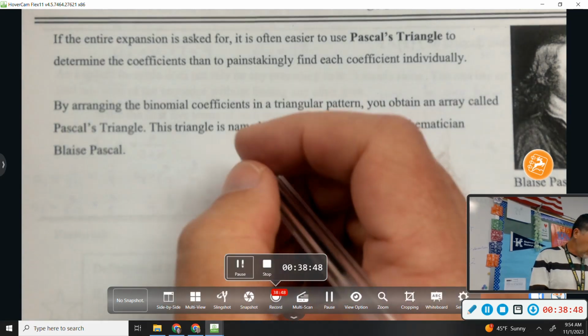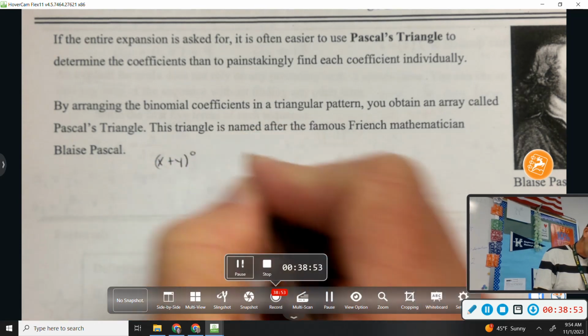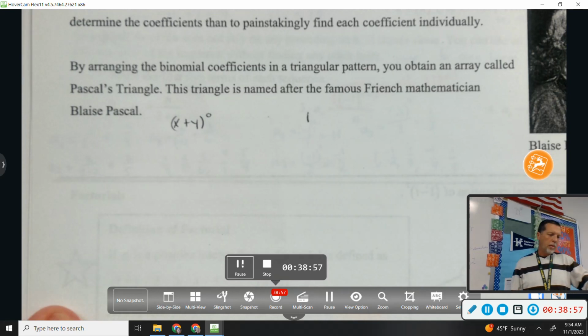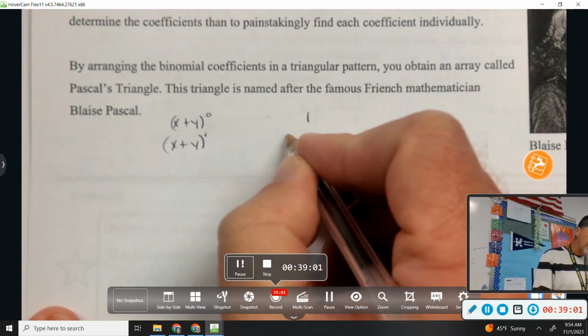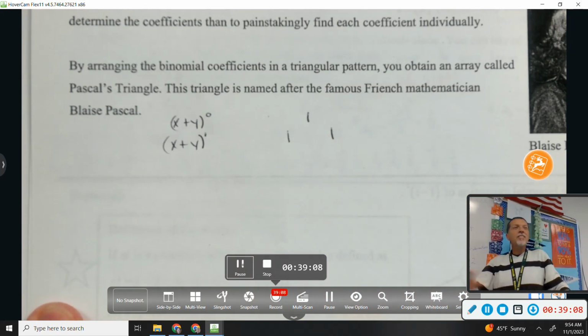So if you arrange the coefficients of, let's kind of go back to where we started here. We started with x plus y to the 0, that would be 1. x plus y to the first, that's really easy. That's just x plus y. But I'm only writing the coefficients. I'm not doing the x's and the y's, because the x's and the y's are easy, right? Start with the highest power, go down for the x's, start with 0 y's, and work your way up.